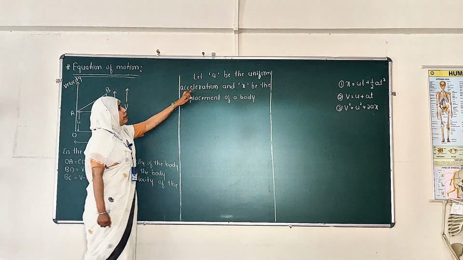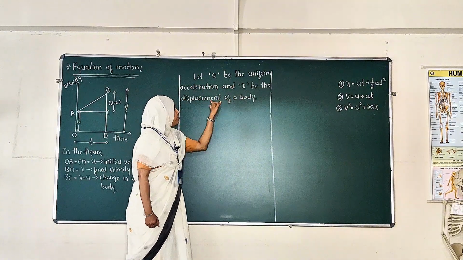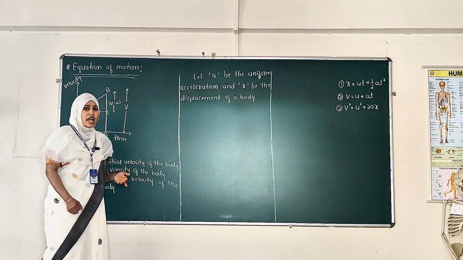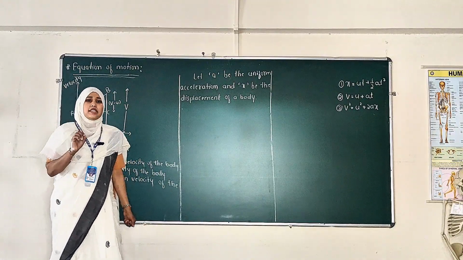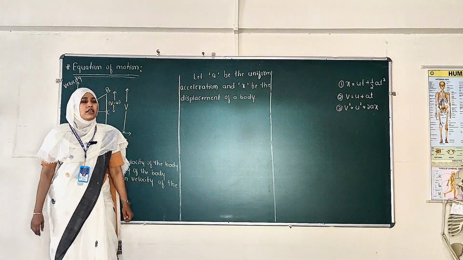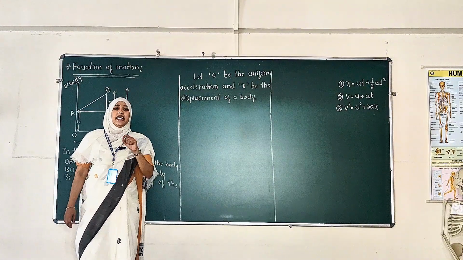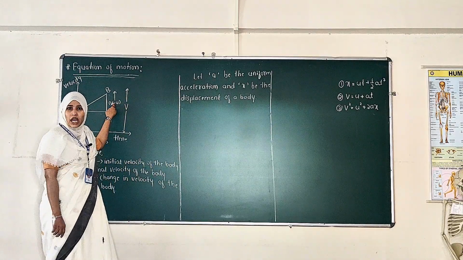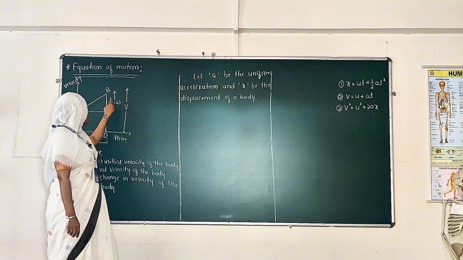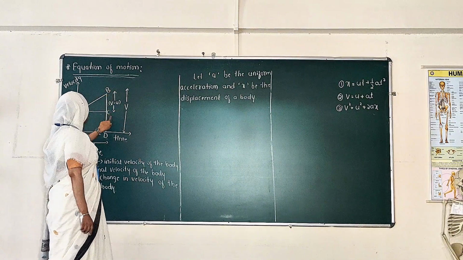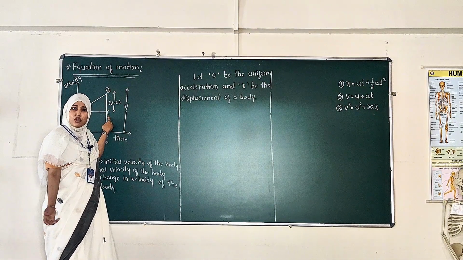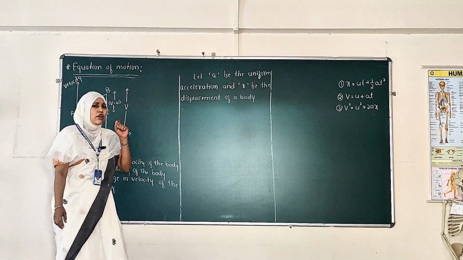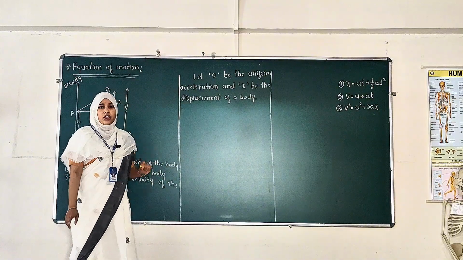Now here I will take A to be the uniform acceleration of the body and X the displacement of the body. From the velocity versus time graph, we can calculate the acceleration of the body. How will you calculate? The acceleration of the body is equal to the slope of the curve AB. You already know how to calculate the slope. Slope is nothing but height divided by base. If we calculate the slope of the curve AB, then we get the acceleration.